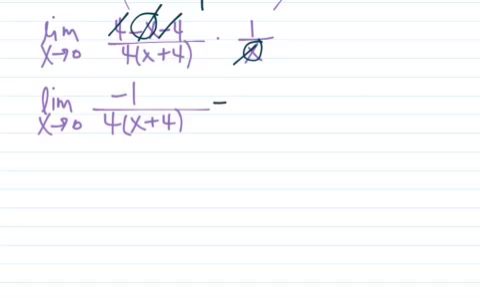And now we can finally do direct substitution. And of course, 0 plus 4 is just going to be 4 times 4. So we have negative 1 over 16 as our final answer.